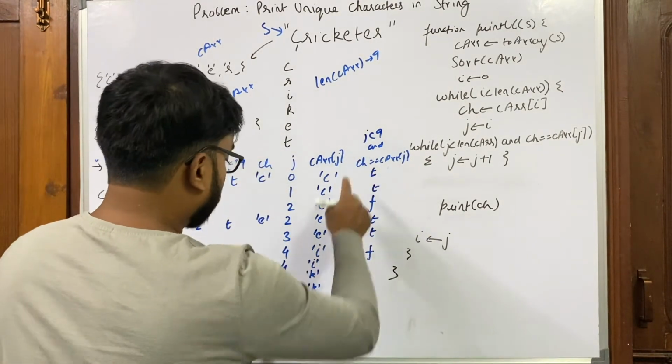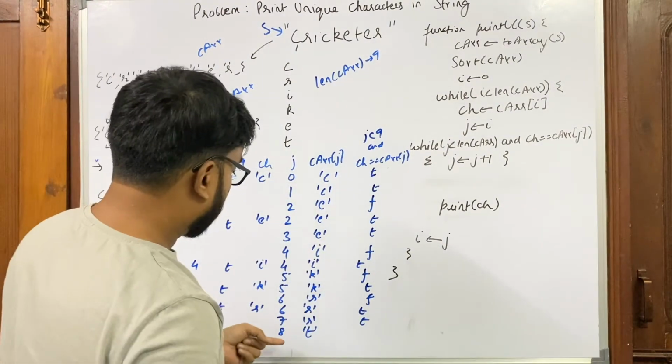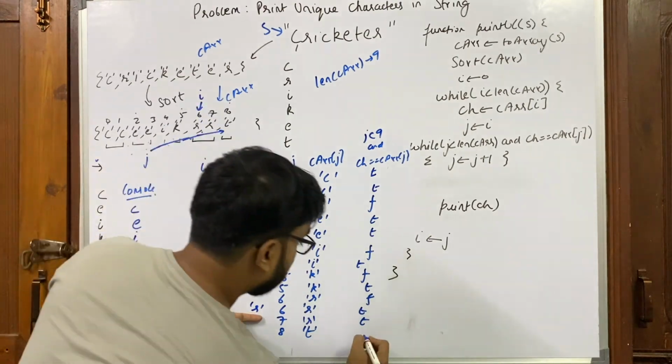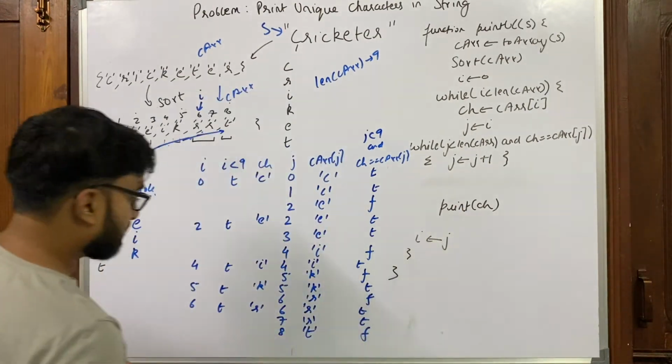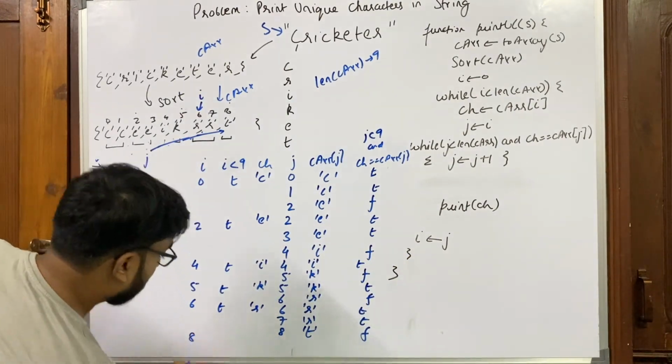8 is less than 9 is true. CARR of J is now T. So this is not equal to this, false. So this is false. Okay, you come out here, you print CH, which is R right now. You set I to J. I becomes 8. Check this condition.